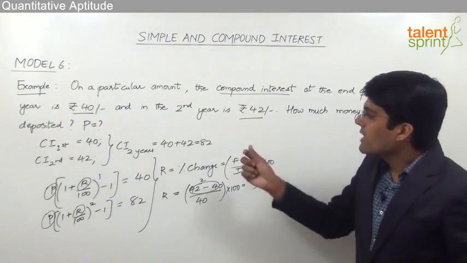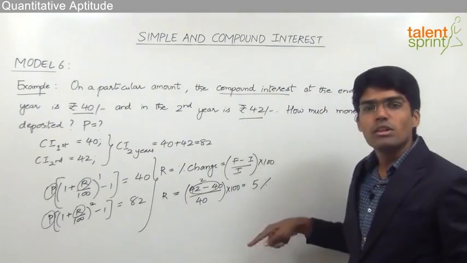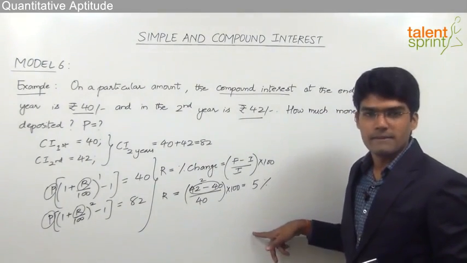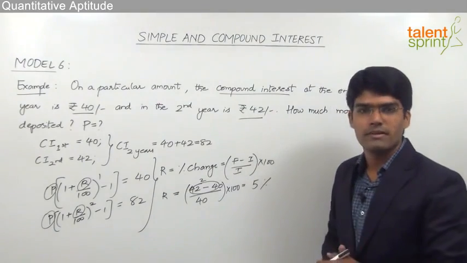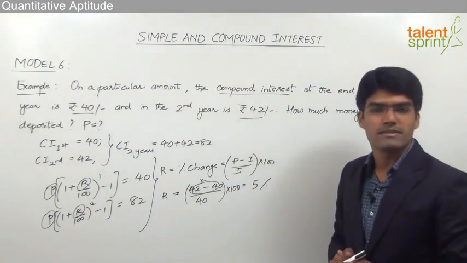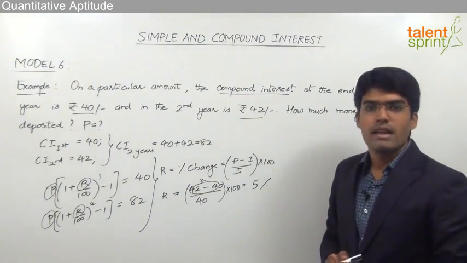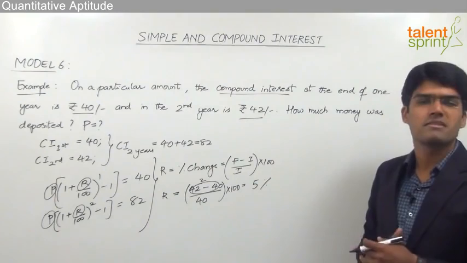Why? Because whatever change comes into picture from first year to second year is only because of this rate of interest. So that is the reason whatever we get as percentage change should be taken as the rate of interest. So the rate of interest for this case is 5% per annum. And now we need to find out how much money was deposited or the principal amount.